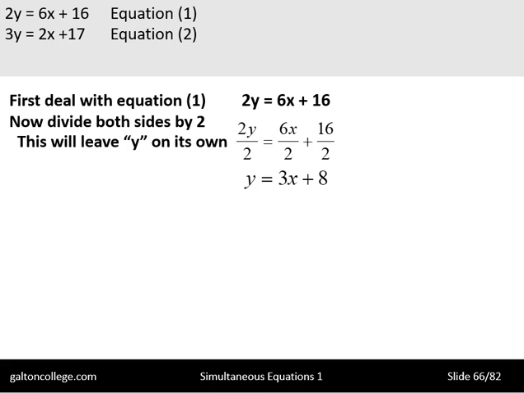Now 2y equals 6x plus 16. Divide by 2 to get rid of the 2y, get it down to y. So you have to divide everything by 2. Divide that by 2, 6x by 2, and 16 by 2. So we've actually got y is equal to 3x plus 8.